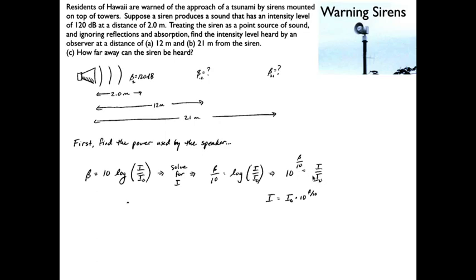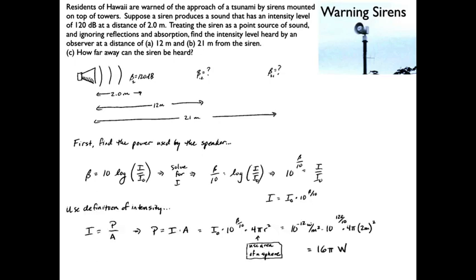That gets rid of the log over on the right side, and now I have 10 to the power of beta over 10 equals the intensity over the reference intensity, which means the intensity anywhere is equal to the reference intensity times 10 to the power of beta over 10. Well, we know from the problem statement what the intensity is 2 meters away. So let's go ahead and use that.